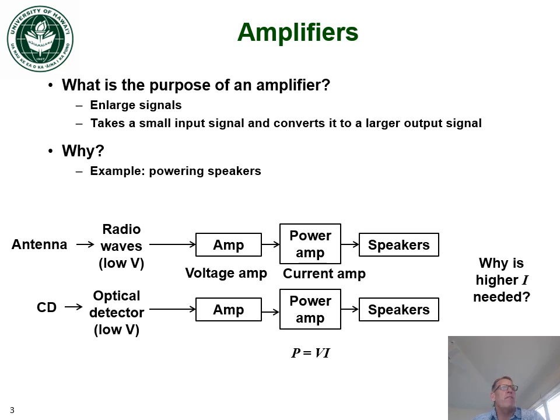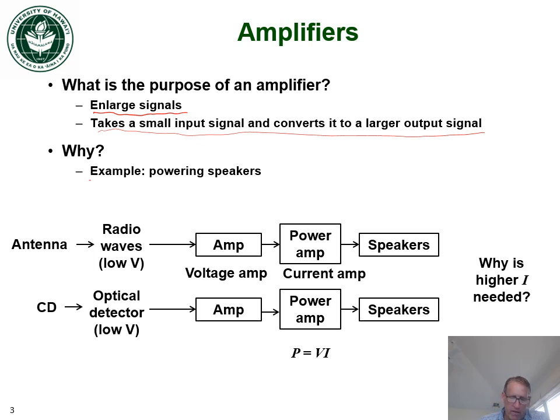So amplifiers, generally, what's the purpose of an amplifier? The purpose is to enlarge a signal, often a voltage signal. It takes some small input and converts it to a larger output signal. Amplifiers are used all over the place in electrical engineering, in circuits, on integrated circuits and discrete circuits, on circuit boards. Amplifiers are very, very common circuits. So let's talk about an example here.